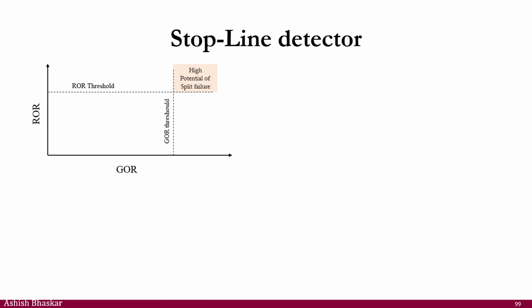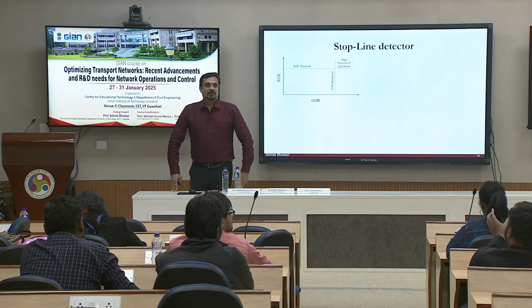Yes. So if you plot your GOR and ROR values from a stop line loop detector in this region, and you have too many data points in that space, there is a possibility that there is a split failure, and for one approach, by the way, not for all the approaches. This will have separate approaches or separate phases. Does that make sense?